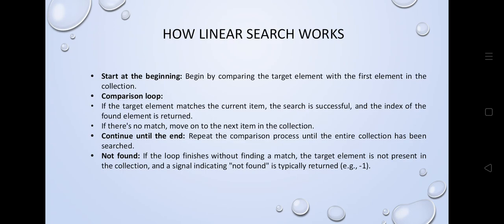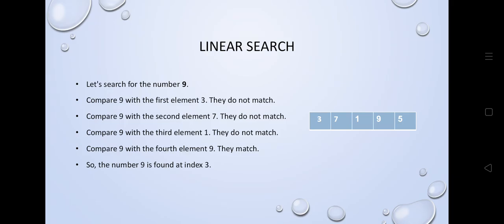How does linear search work? Linear search starts by comparing the target element with the first item in the collection. If it matches, the search is successful and the index is returned. If not, move to the next item and repeat the comparison. Continue this process until you reach the end of the collection. If no match is found, the target element is not in the collection and a not-found signal like -1 is returned. We can understand this more by taking an example.